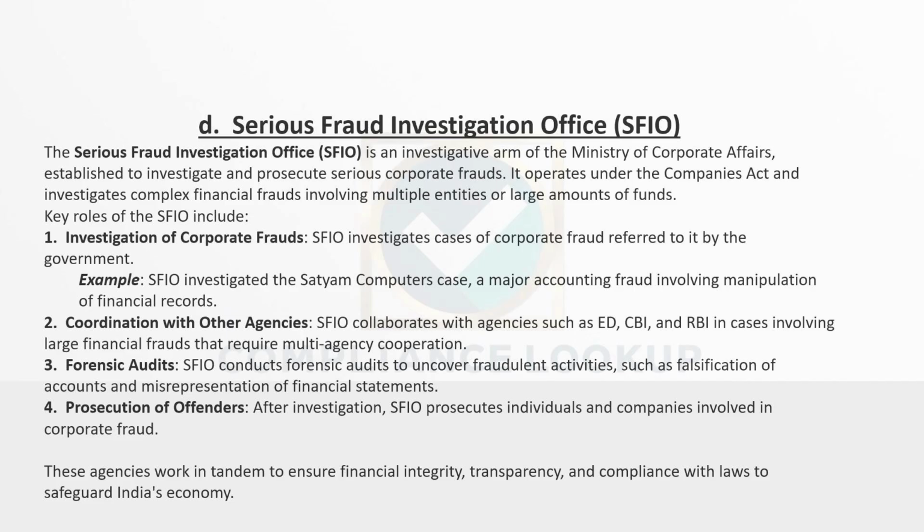2. Collaboration with other agencies. SFIO works with other agencies like CBI and RBI in investigating complex fraud cases. 3. Forensic audits. SFIO conducts forensic audits to uncover fraudulent activities such as misrepresenting accounts and falsifying financial statements. 4. Prosecution. SFIO prosecutes individuals and companies responsible for corporate fraud.